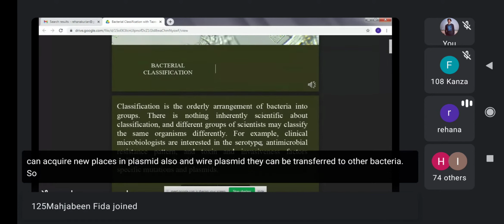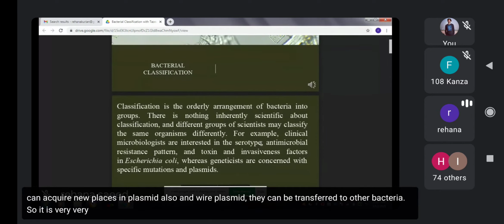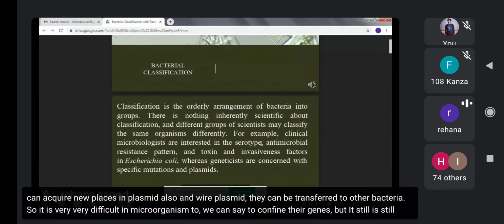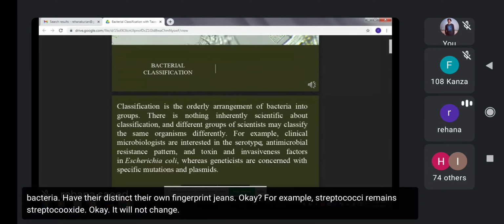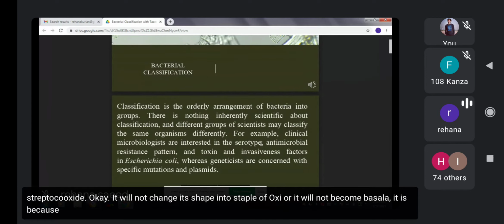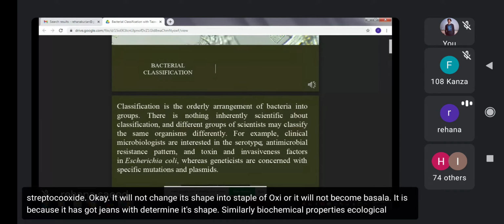So it is very, very difficult for microorganisms to confine their genes, but still bacteria have their own distinct fingerprint genes. For example, streptococci remains streptococci. It will not change its shape into staphylococci, or it will not become bacilli. It is because it has genes which determine its shape. Similarly, biochemical properties, ecological, environmental adaptation.